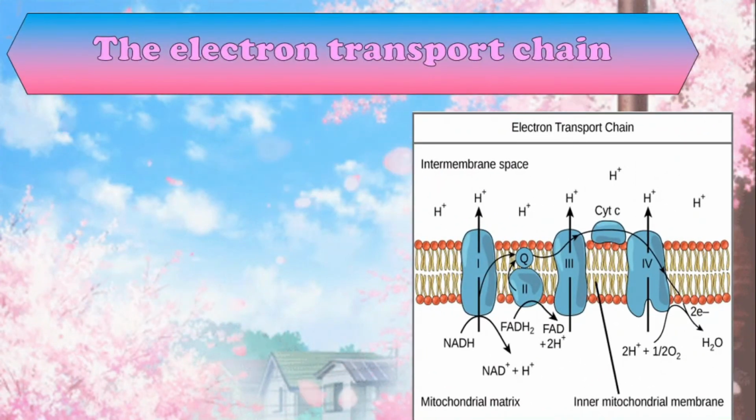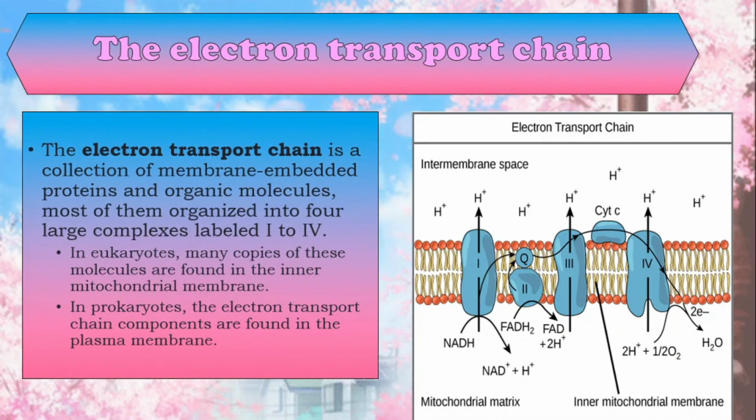The electron transport chain is a collection of membrane-embedded proteins and organic molecules, most of them organized into 4 large complexes labeled 1 to 4. In eukaryotes, many copies of these molecules are found in the inner mitochondrial membrane. For prokaryotes, the electron transport chain components are found in the plasma membrane.